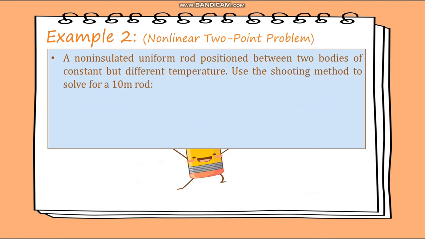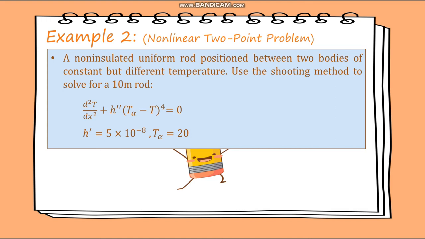The next example is a nonlinear two-point problem. Same as example number 1, a non-insulated uniform rod is positioned between two bodies of constant but different temperature. Use the shooting method to solve for a 10-meter rod. The ODE is the second derivative of T plus h'' times (T alpha minus T to the fourth power) equals 0. h'' is 5 times 10 to the power of negative 8 and T alpha is 20.